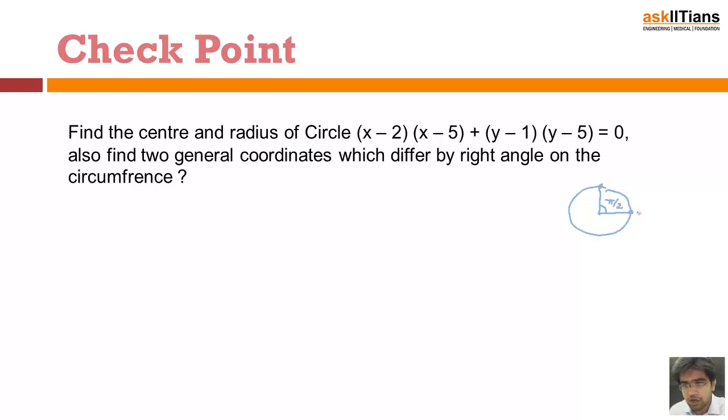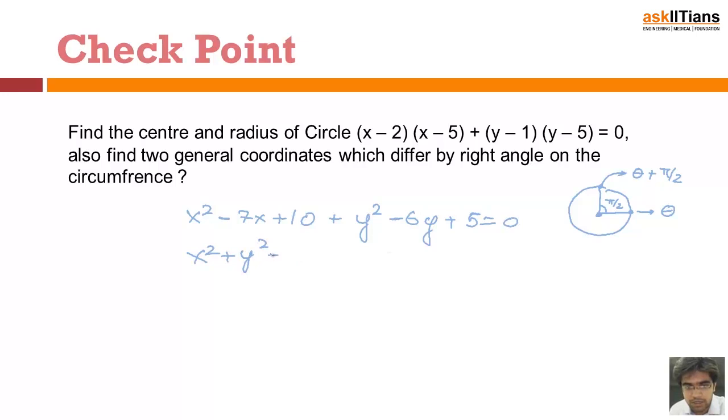Suppose the parametric coordinate of this point is theta, it means the parametric coordinate of this point is going to be theta plus pi by 2. But let's first find out the center and radius of the circle. If I multiply this whole equation, what I'm going to get is x square minus 7x plus 10 plus y square minus 6y plus 5 equals 0. That means x square plus y square minus 7x minus 6y plus 15 equals 0.